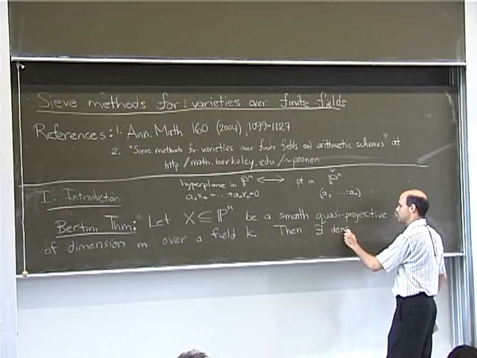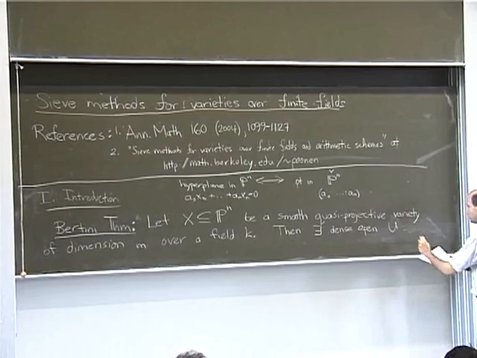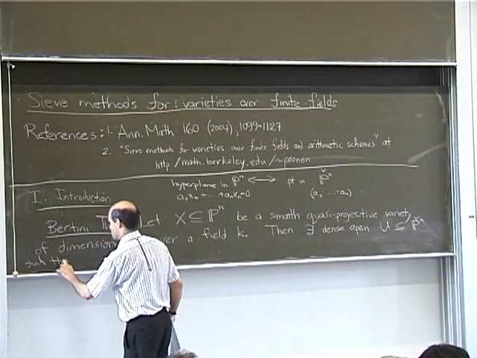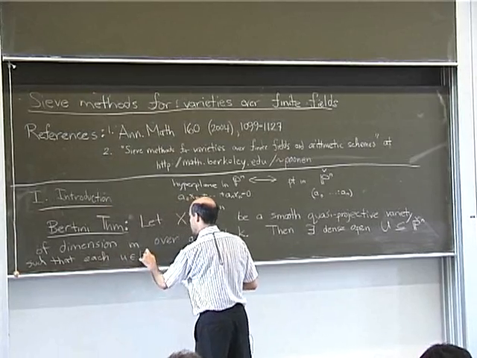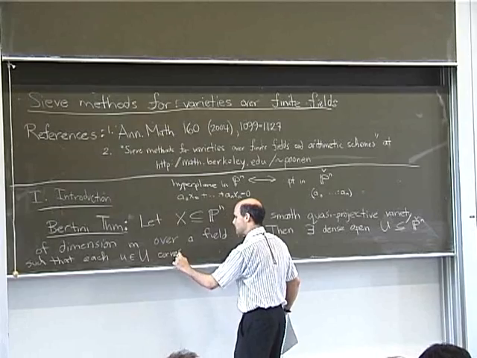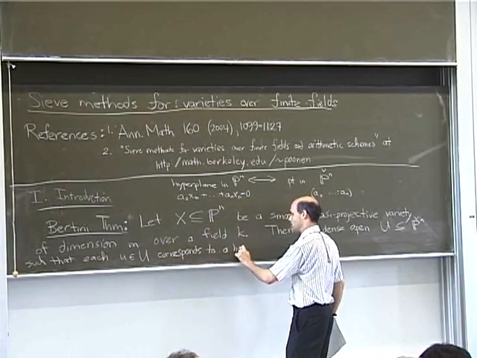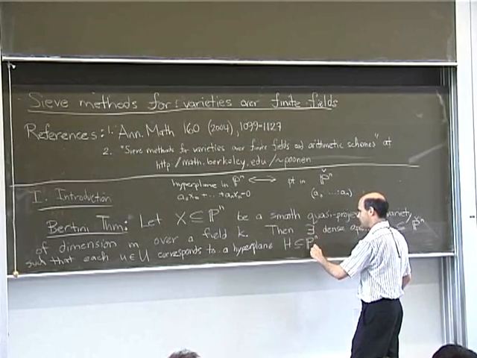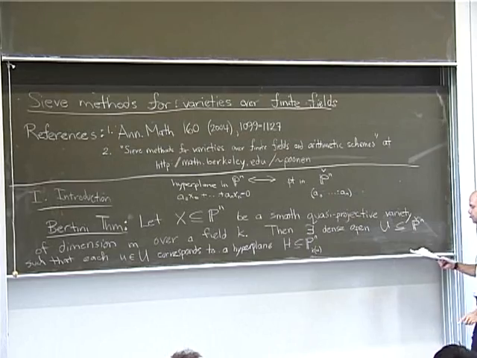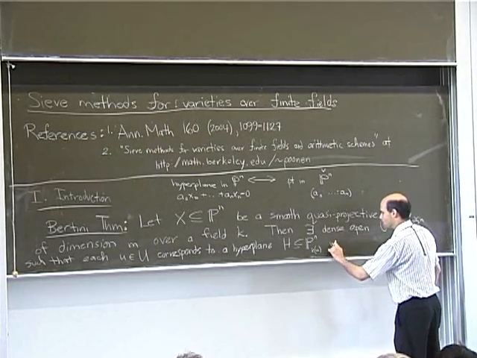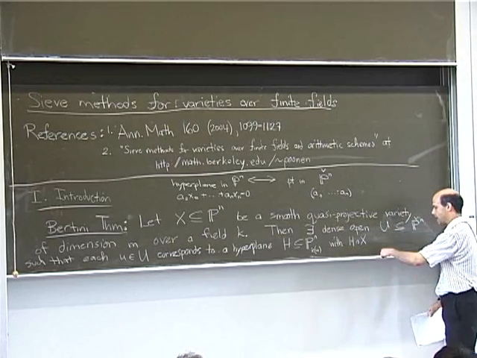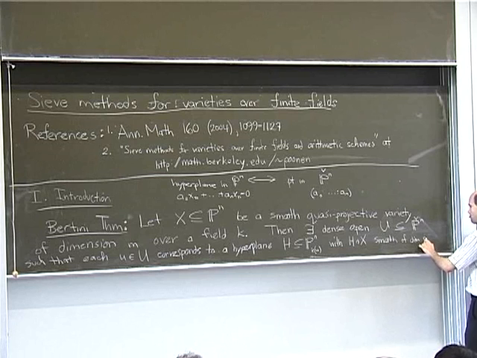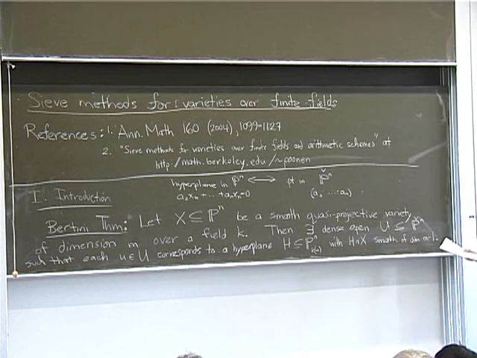So the conclusion is that there exists a dense open U inside this space of hyperplanes such that each little u in U corresponds to a hyperplane H. So it's going to be a hyperplane defined over the residue field of that point. Little u is a scheme point. And then the key property that I wanted to have is that the intersection, H intersect X, should be smooth of dimension m minus 1. Okay, so that's the theorem.